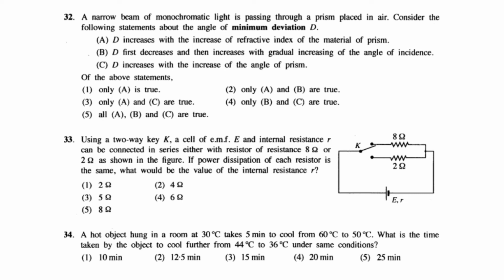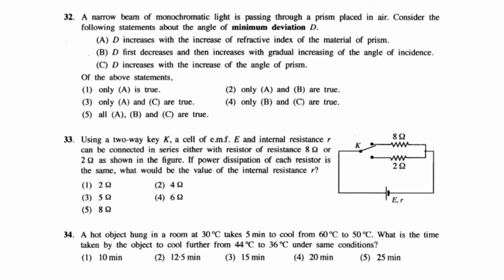This question is about cooling of an object in air. By using Newton's law of cooling, we know that rate of cooling is proportional to the difference in temperature between the object and the surrounding. That is delta theta over delta T is proportional to theta minus theta R. Delta theta is the temperature difference, delta T is the time taken, theta is the temperature of the object, theta R is the temperature of the surrounding.